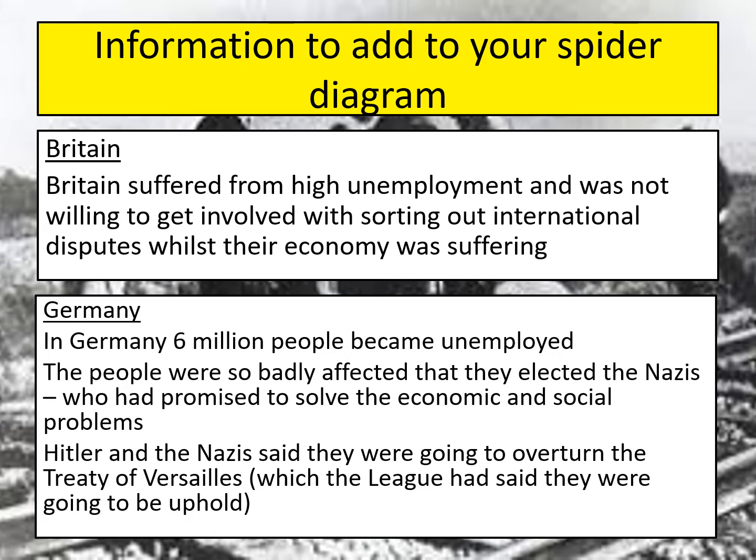Hitler and the Nazis also said that they were going to overturn the Treaty of Versailles. Now remember, the League of Nations had really 5 main aims, which we remember by the acronym SIDEU. Remember, the U stood for to uphold the Treaty of Versailles. So we know this is going to cause future problems for the League, and the Great Depression is responsible for the Nazis in Germany. So pause it here and make some notes then about the impact of the Great Depression on Germany.